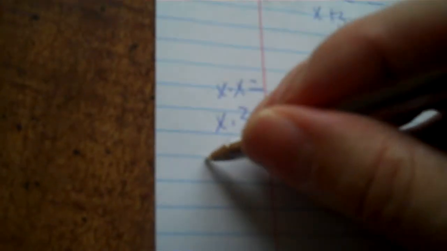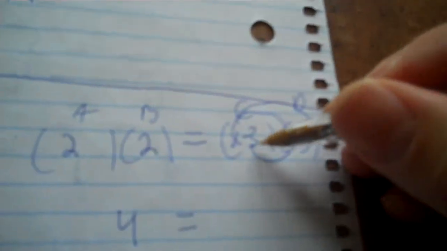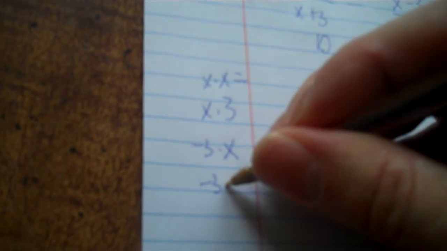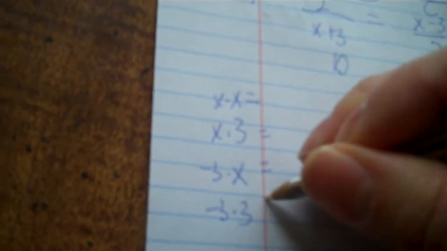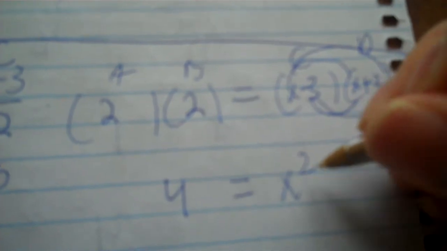X times x. Just find a place to do it. X times 3, negative 3 times x, and negative 3 times positive 3. So it's x squared, 3x, negative 3x, that's a good thing, and that's negative 9. So you have x squared minus 9.